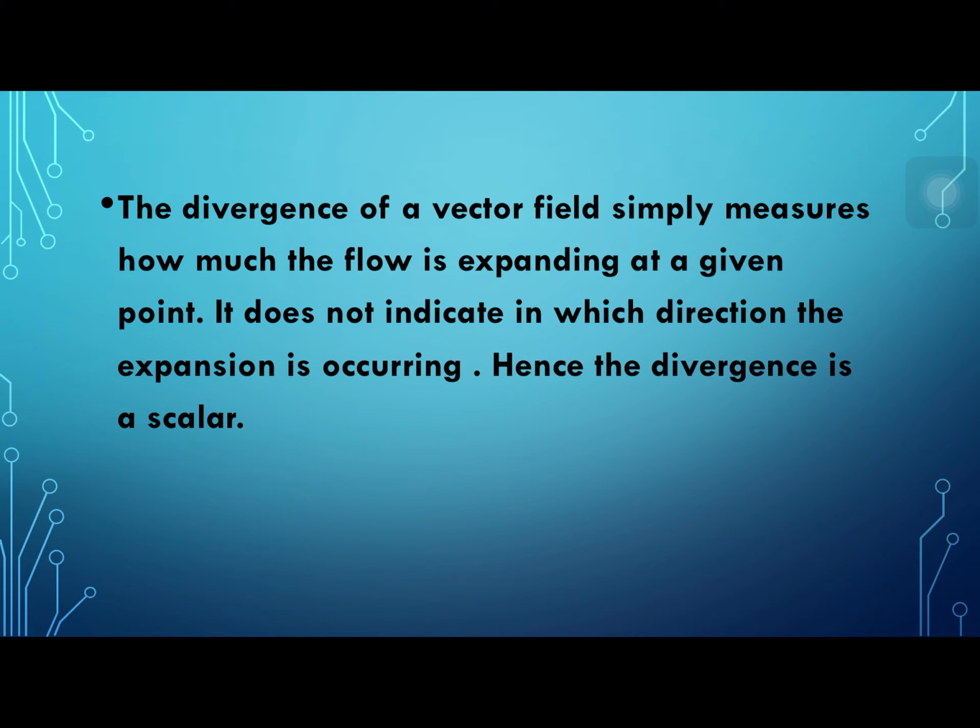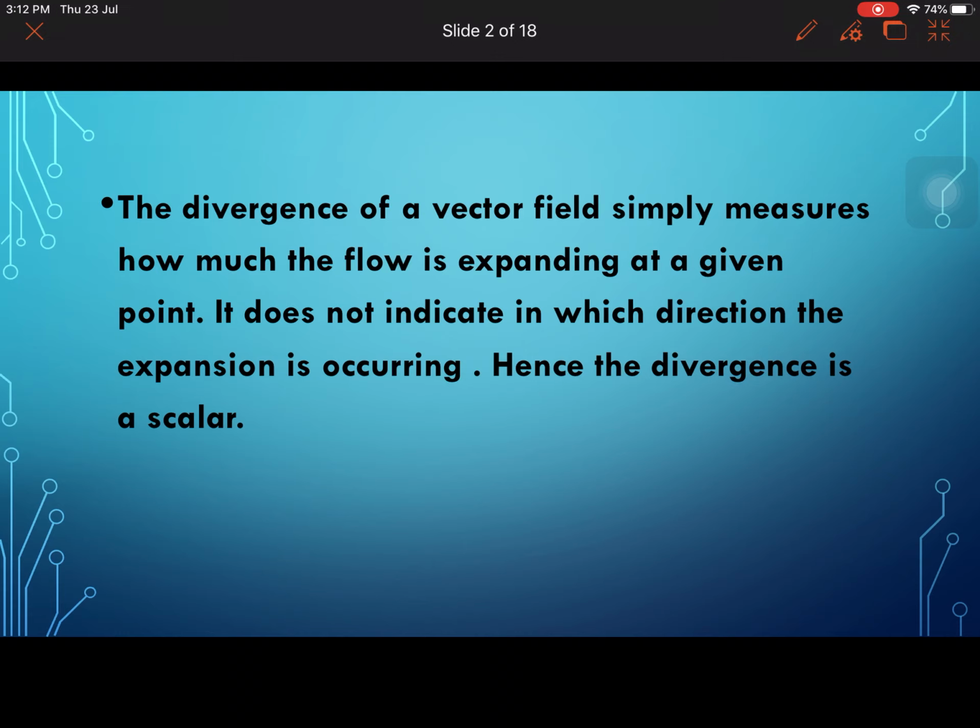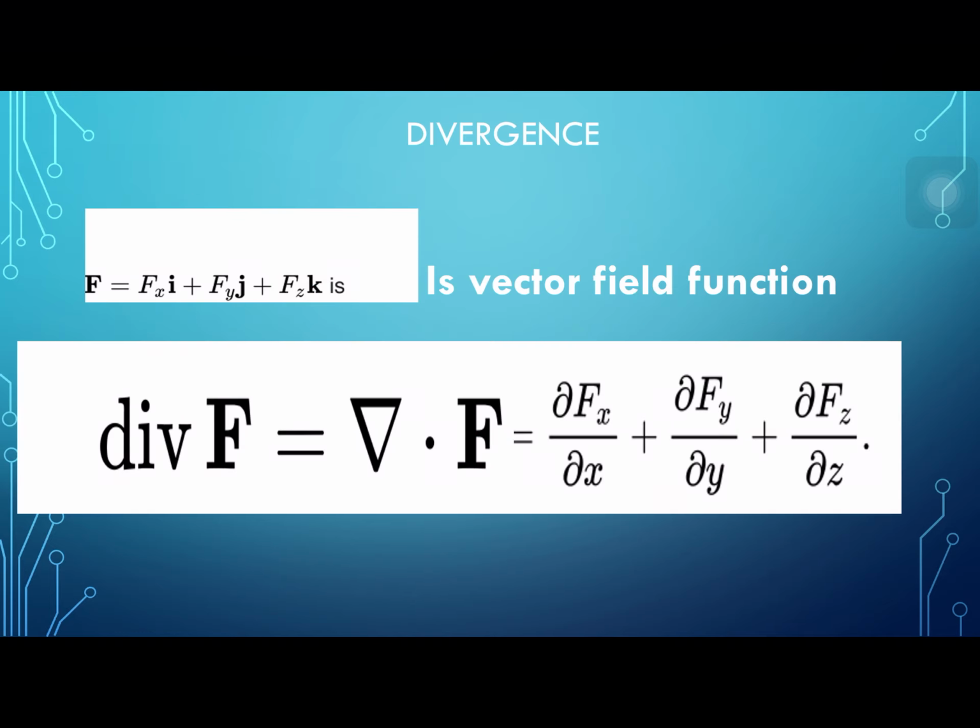The divergence of a vector field simply measures how much the flow is expanding at a given point. It doesn't indicate in which direction the expansion is occurring. Hence, the divergence is a scalar. It's not necessarily just a single scalar number; it may be a scalar function as well. That means a physical quantity which doesn't require direction to explain it. Okay, let us move on.